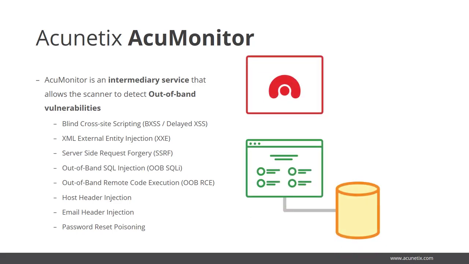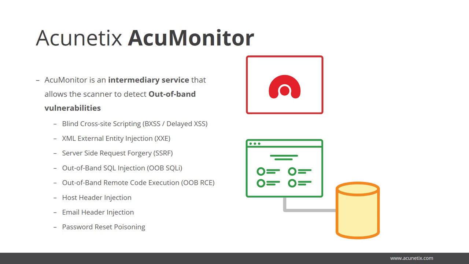Next, we'll take a look at Acumonitor. Acumonitor is a set it and forget it technology that is included as part of Acunetix. It serves as an intermediary service that works in the background and allows the scanner to detect out-of-band vulnerabilities. Out-of-band vulnerability testing accounts for vulnerabilities that do not provide a response to a scanner during testing. Such vulnerabilities include blind cross-site scripting, XML external entity injection, server-side request forgery, out-of-band SQL injection, and out-of-band remote code execution, all of which can be automatically detected using Acumonitor.